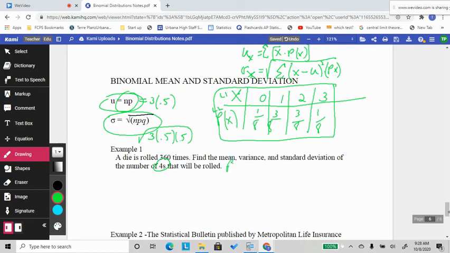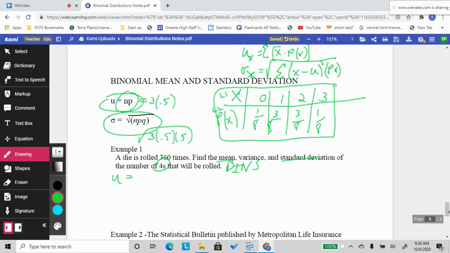So let's go through our bins. It's binomial. You either get a 4 or you don't. Each roll is independent. The probability of a 4 stays the same. And I'm going to be told how many times I'm going to do it, 360 times. So in a problem, if they ask you to find a mean and standard deviation, and all they give you is an n and a p, you want these two formulas here.